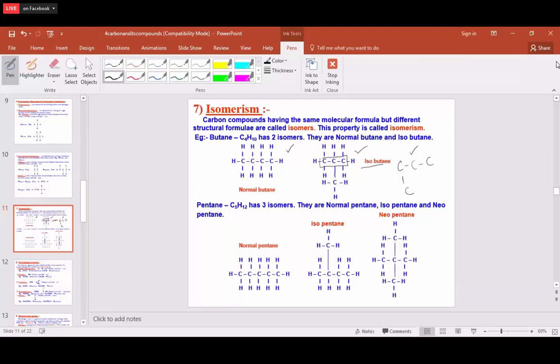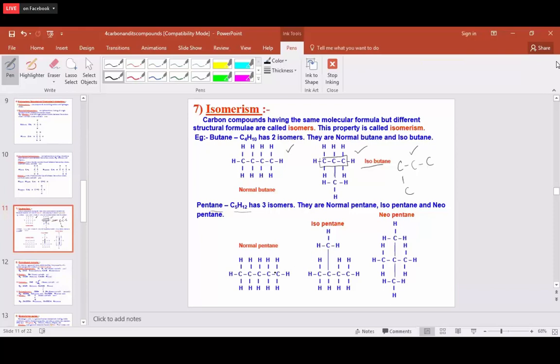Okay. Next compound is pentane. Pentane has the formula C5H12. It has 3 isomers. So the first one, C5: first we have to write all the carbon atoms in a straight chain. So C single bond C single bond C single bond C single bond C. And the hydrogen atoms we have to substitute according to their tetravalency. So 1, 2, 3, 4, 5, 6, 7, 8, 9, 10, 11, 12. So it has C5 and H12 atoms.